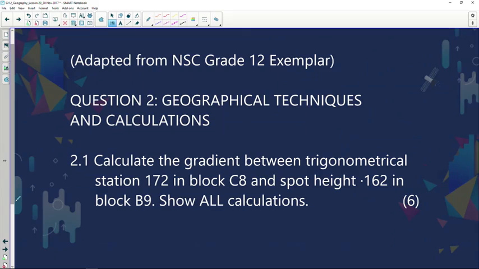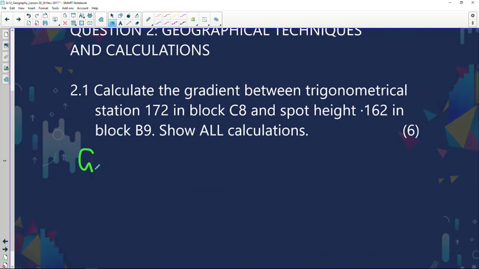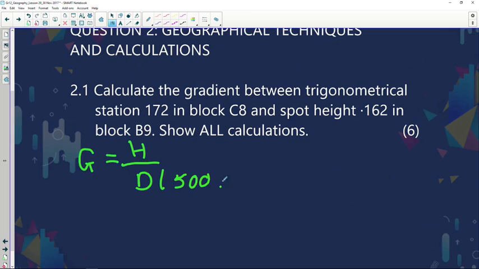Now, our first question is: calculate the gradient between Trig Station 172 in block C8 and spot height 162 in block B9. Show all calculations. Now, first of all, when we look at gradient, it consists of a formula. Gradient equals height over distance. Now, immediately, the gradient we want to calculate is on the topographical map. And we calculate gradient in meters. So I'm just going to put in brackets over here, we need to multiply it with 500.